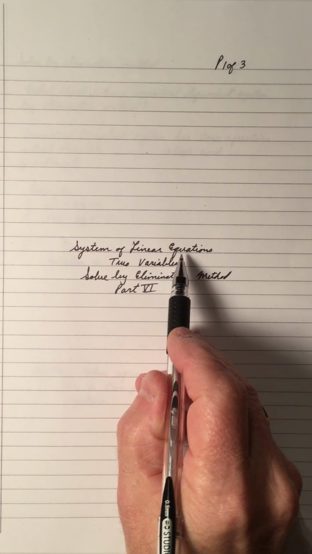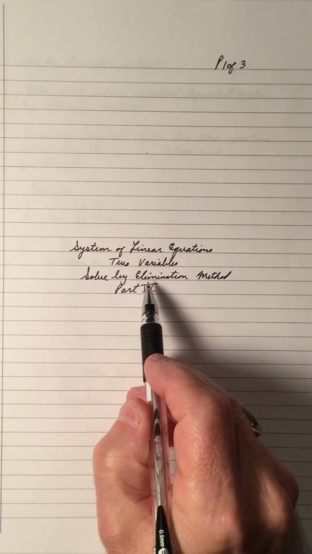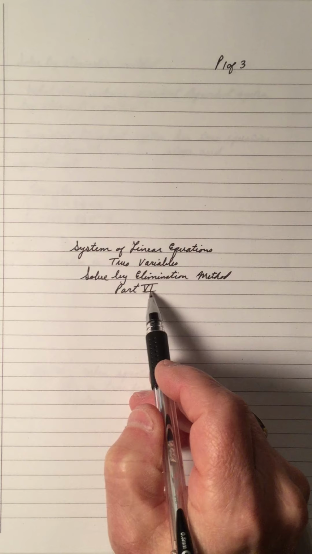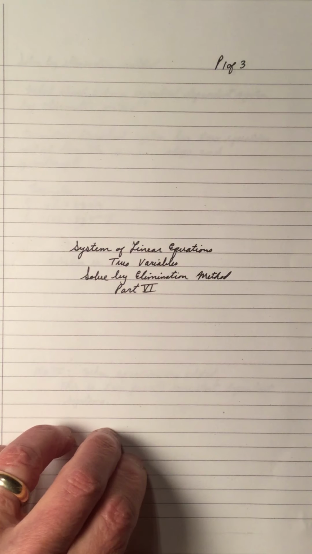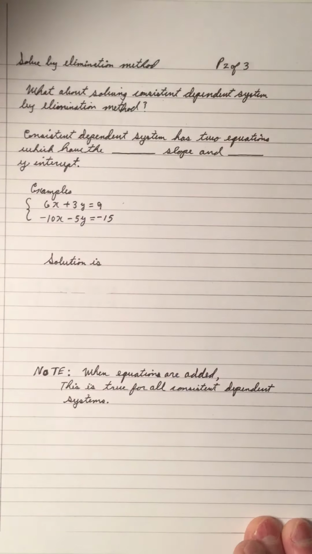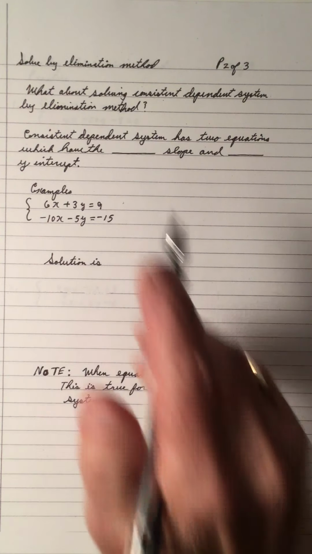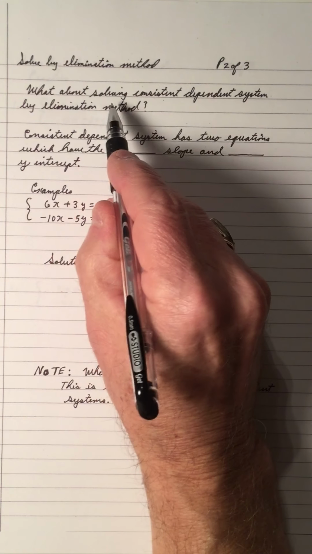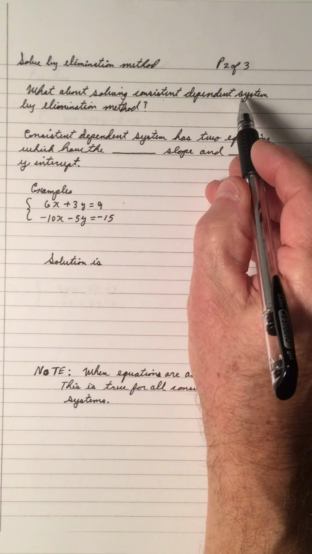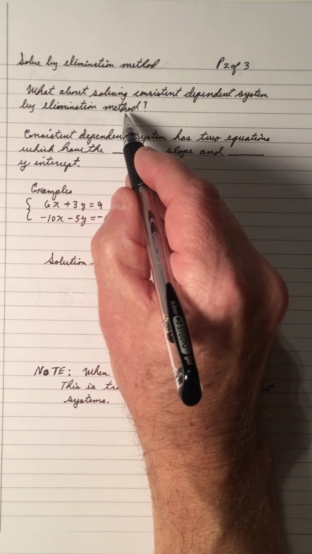In a system of linear equations with two variables, solving by elimination method. And this is part 6 of solving by elimination. Solve by the elimination method. What about solving a consistent dependent system by the elimination method?